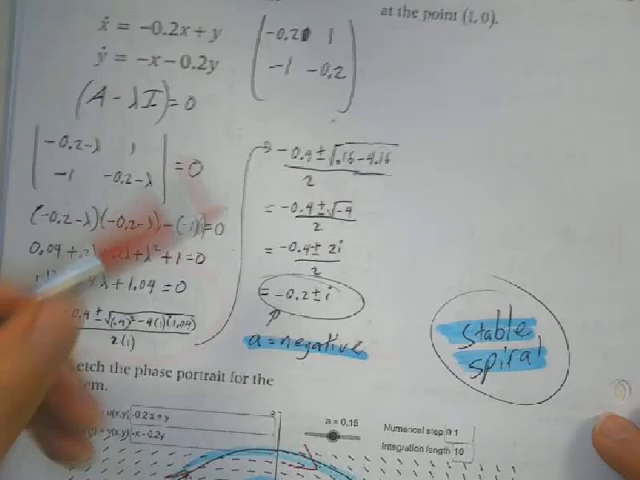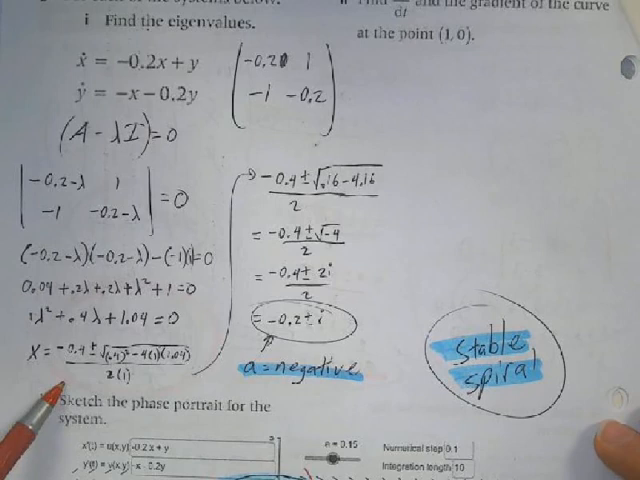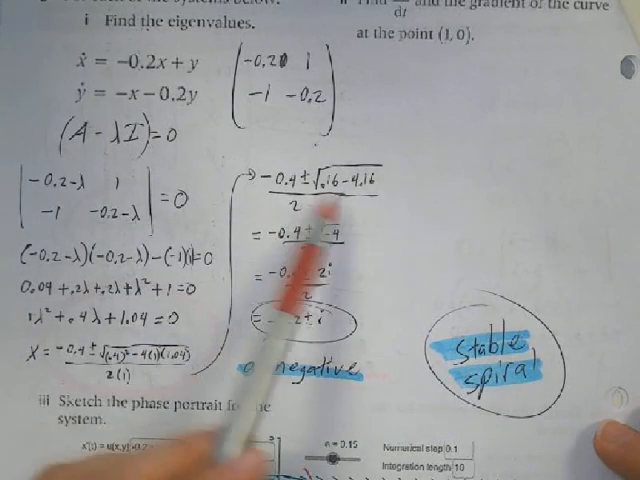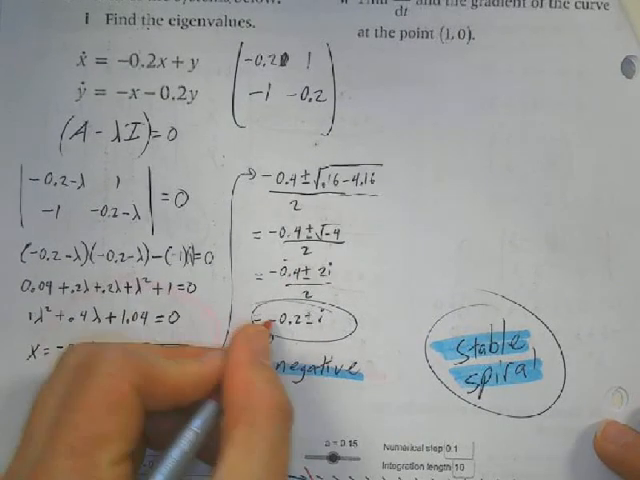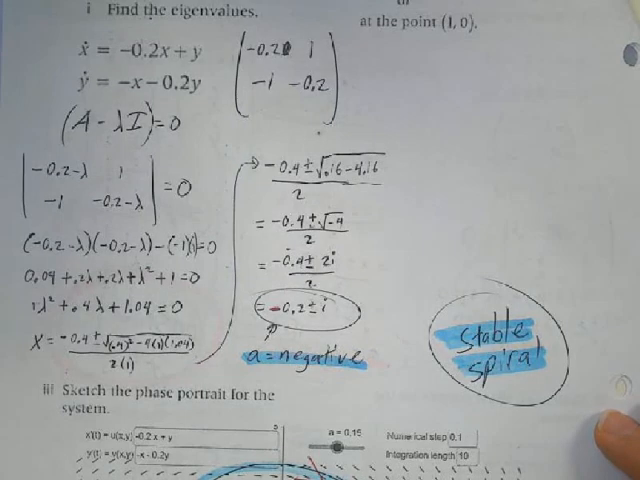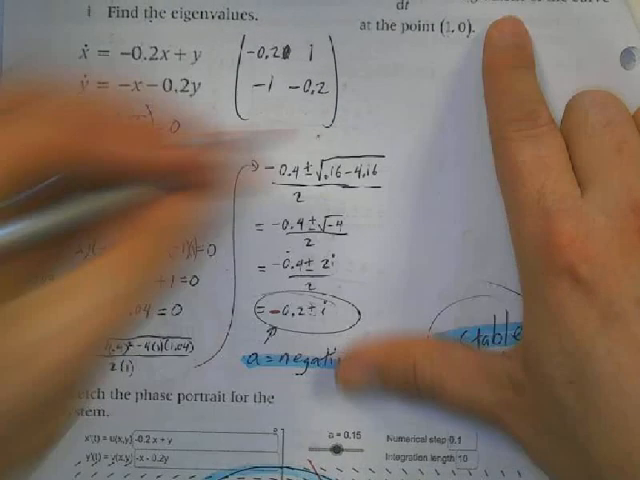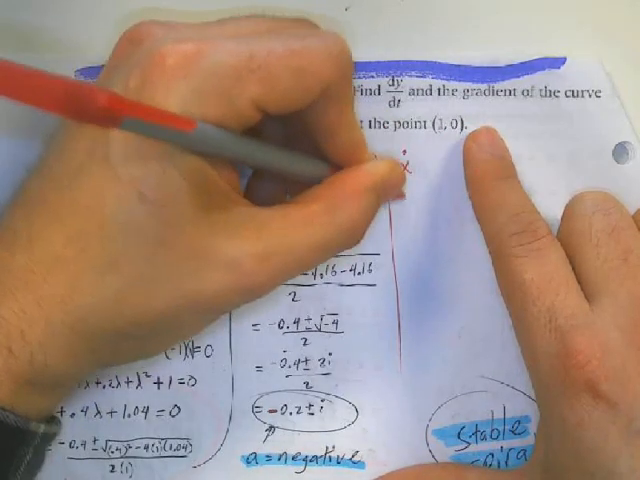So, I wrote down my coefficients, set up my determinant, calculated the determinant, used the quadratic formula, and then I ended up with here. And so my A is -0.2. So we know it's a stable spiral, it's going in. Okay. Oh, I didn't find the slope. Let's do that. Okay, so x dot, y dot.